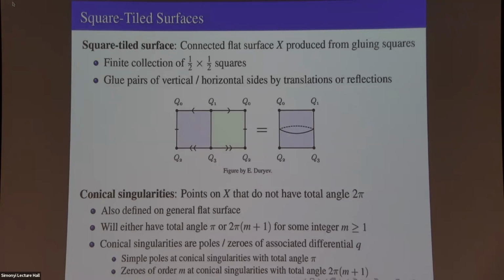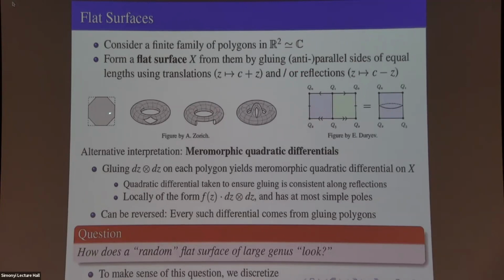I gave you the simple example of the pillowcase on the previous slide, and as Peter just mentioned, these surfaces will have what are known as conical singularities, which are points whose total angle is not 2 pi. These are also defined on general flat surfaces, not just square tiled surfaces. If I go back a slide, if I didn't make any mistake, all of these 8 vertices in this picture are identified to a single point. This single point will have angle 720 degrees or 4 pi, which is more than what you expect, namely 2 pi. So this surface is a flat surface with one conical singularity whose total angle is 4 pi.